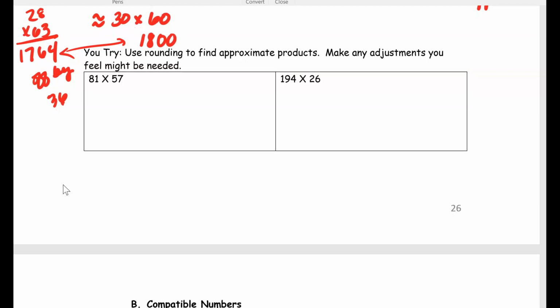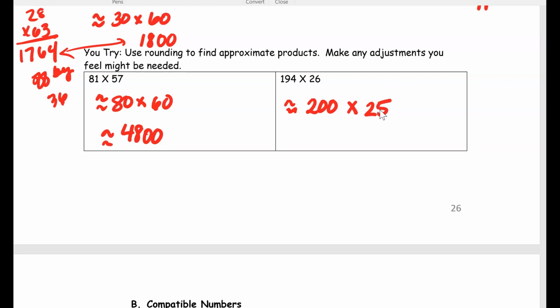So why don't you try these? So use rounding. You can make any adjustments that you feel are needed. So I'm going to do 80 times 60 here. 8 and 6 is 48 with 2 zeros. Okay, not the only answer. This is just what I'm thinking. 194, I'm going to say that's about 200 times, I'm going to say 25 because I don't mind doing 25 times 2 is 50 and then add the 2 zeros.